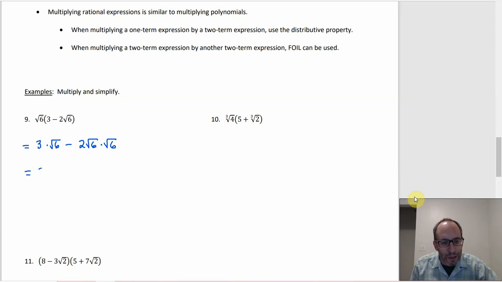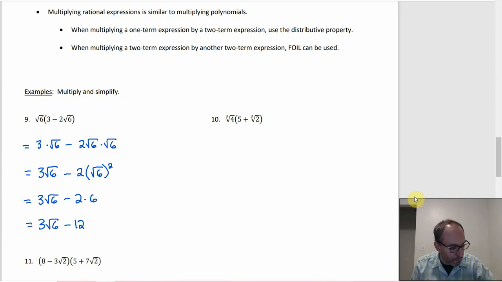All right, so we're going to get 3 radical 6 there. There's not a whole lot you can do with that. But then, look at what this is down here. Radical 6 times radical 6 is 6, right? Because that's going to be 2 times the square root of 6 squared, right? And taking the square root and squaring, those are opposite operations. You would just end up with 6, right? So this is going to be 3 radical 6 minus 2 times 6. So that's 3 radical 6 minus 12.